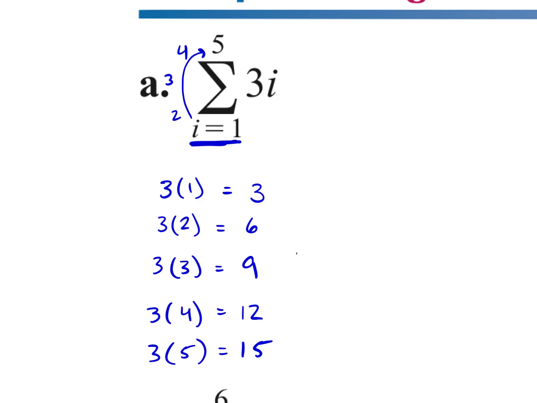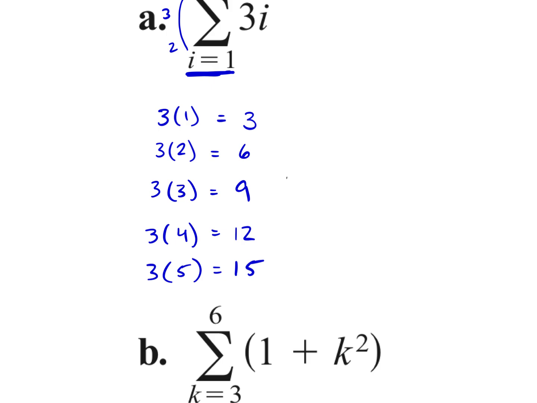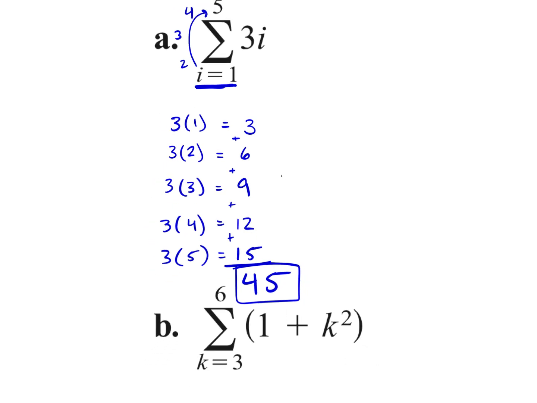So we start with the lower limit, plug in this number first, and plug in everything in between the lower limit and the upper limit. From here, we're going to take all of our terms and we add them all together. 3 plus 6 is 9. 9 plus 9 would be 18. Plus 12 is 30. Plus 15, 30 plus 15 is 45. Awesome. So our answer would be 45. So we just add up all of our terms. The symbol summation means that we add. Let's look at B.